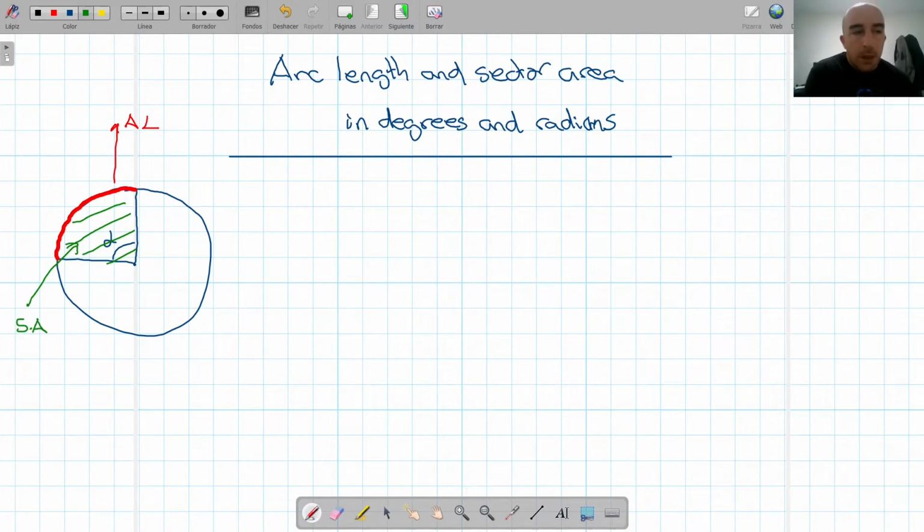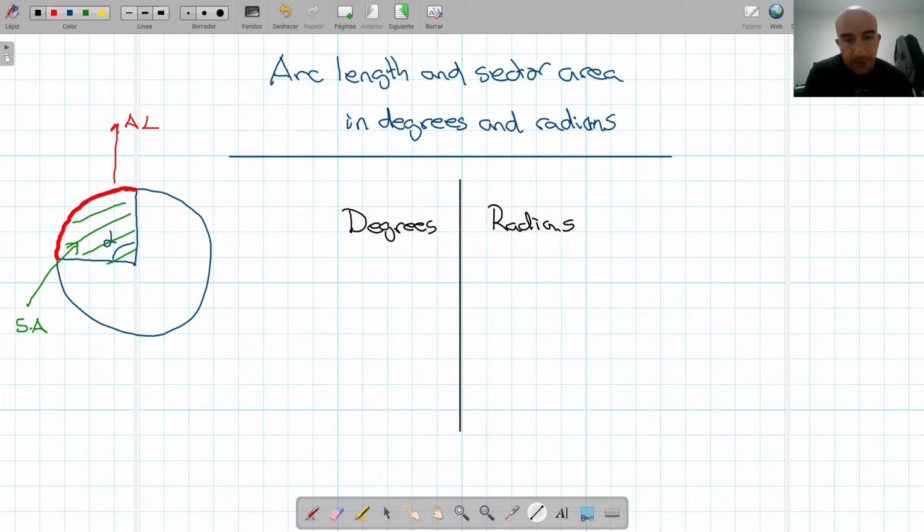Okay, so I'm going to give you both formulas, both in degrees, which I know you're more used to, and in radians, and I'll explain why in radians it's easier. So we're going to make a quick table here. And first of all, what is the arc length? What is the arc length in degrees?